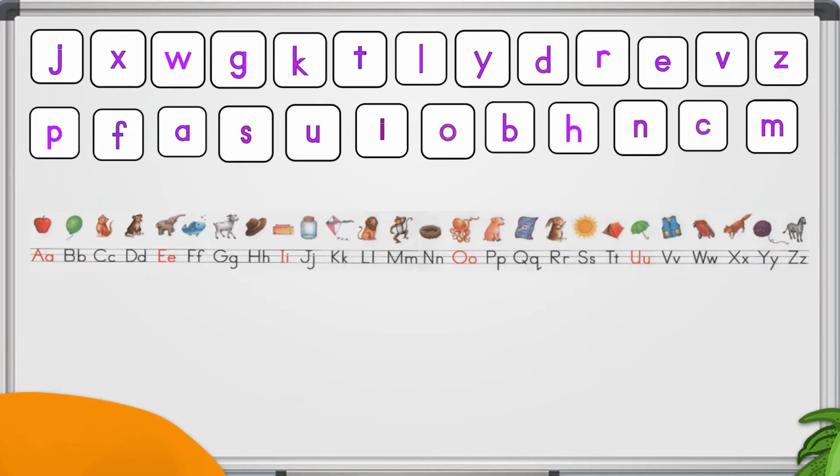Remember, when we alphabetize, we use our letter strips, and we go through each letter of the alphabet. This way, we can make sure we don't miss any letters. Here we go. Our first letter is the letter A, so let's bring down the letter A. And we're going to keep on going.